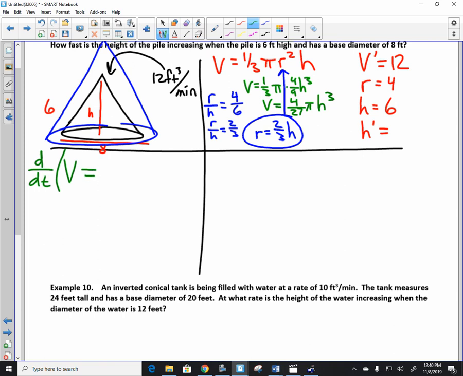Volume is 4/27 pi times h cubed. Take the derivative with respect to time. Derivative with respect to time, what do you get? V prime is 12/27, which reduces to 4/9. 4 pi over 9, then what? H squared, H prime.